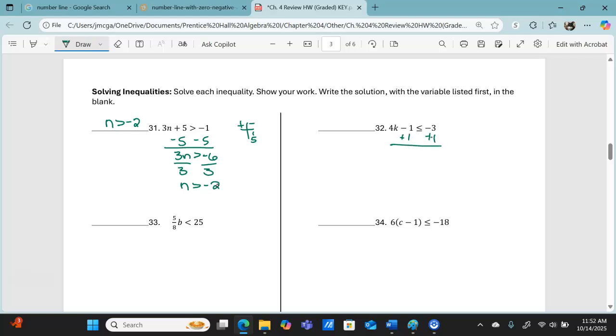Add 1 to both sides. On this one, we have a negative 3 and a positive 1, so we're going to have a negative 2. Divide by 4, and k is less than or equal to negative 1/2. Negative 2 over 4 reduces to negative 1/2. Let's write that a little neater.